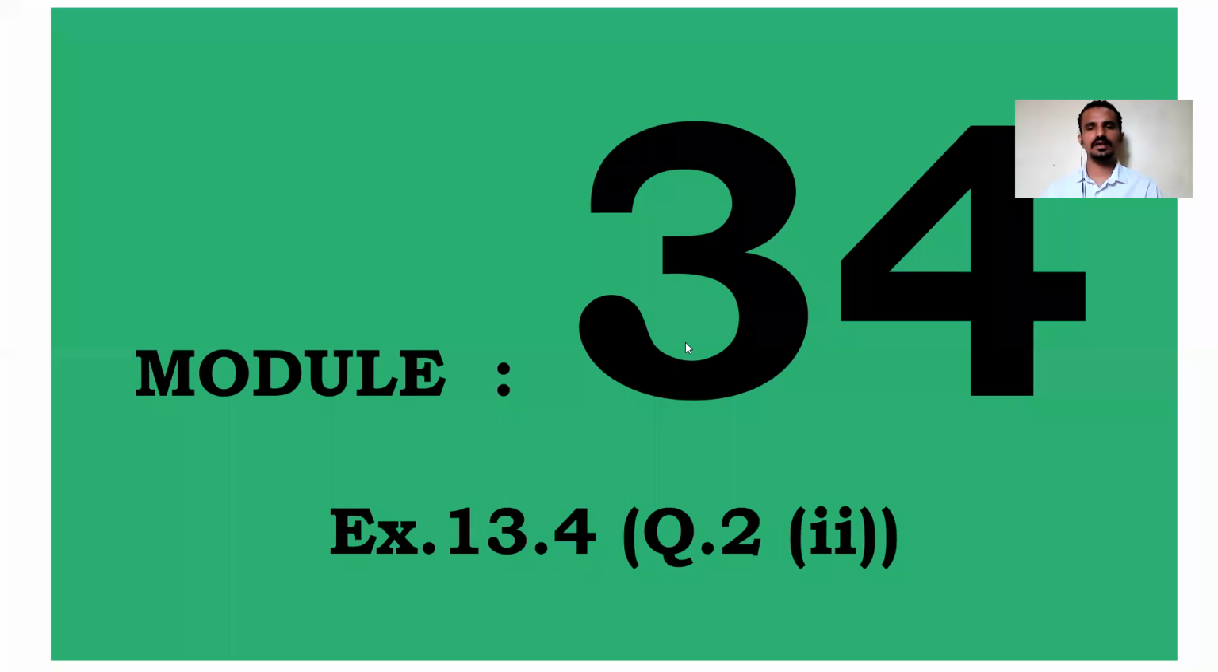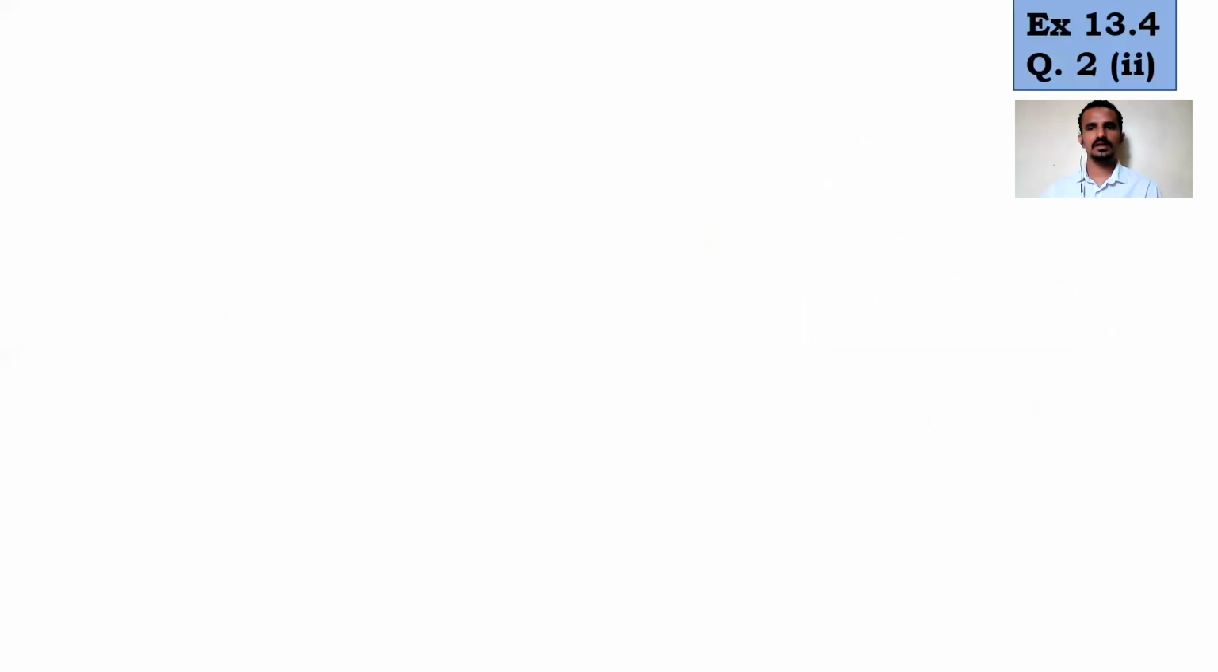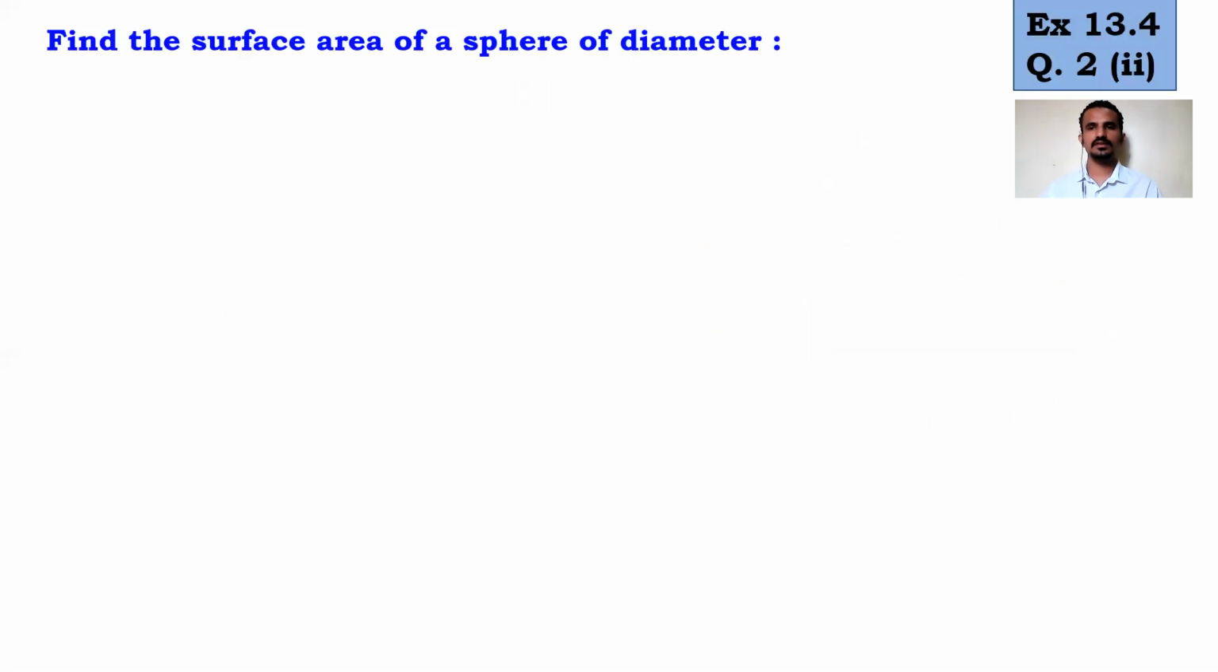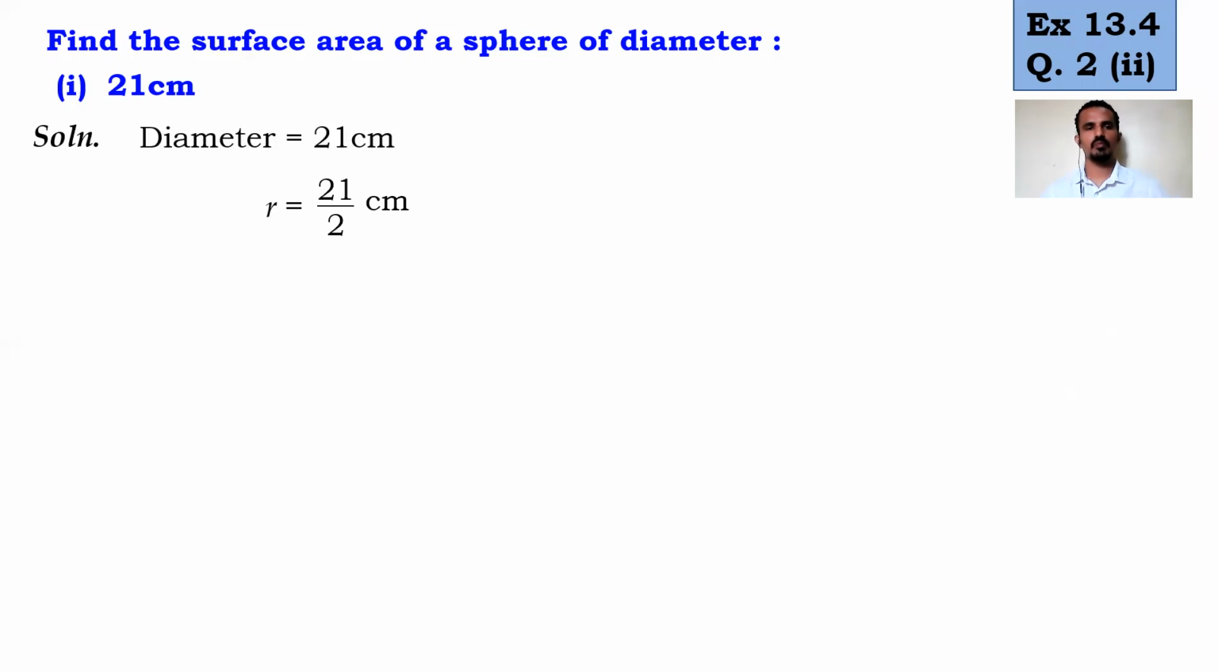Let's see questions. We are taking questions from 13.4 now. The question is, find the surface area of the sphere of diameter 21 centimeter. This is main question 2, sub question 1, where the diameter is 21. Since the diameter is 21, we know that for a sphere, we should know the radius of it. Diameter is 21 centimeter. Therefore, radius will be equal to 21/2. Radius will be 21/2, it will be 10.5.